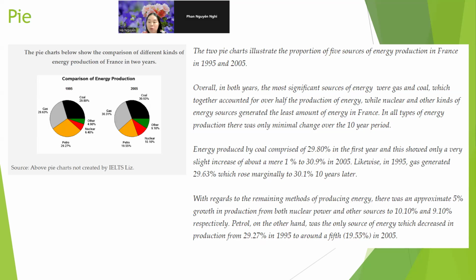Okay, so now let's move to the body paragraphs. How does the teacher, Miss Liz, how does she organize her 2 body paragraphs, please? For the first one, she described the gas and the coal, and the second one she described all the others. Why do you think she does that? What is the logic behind this division?